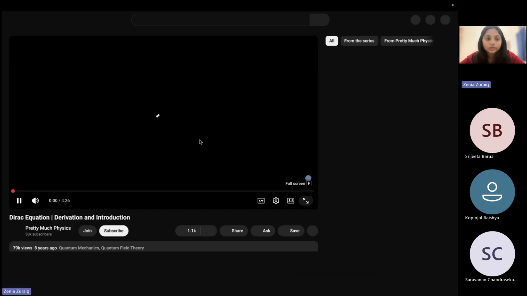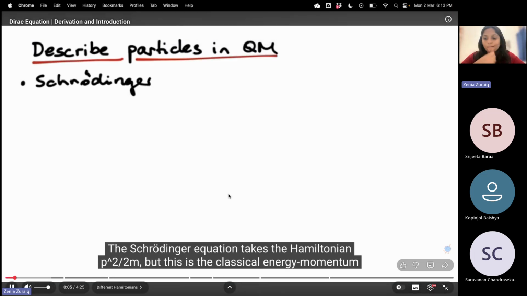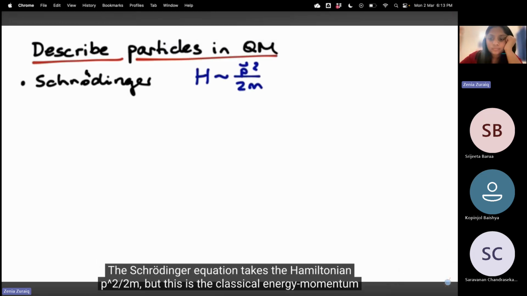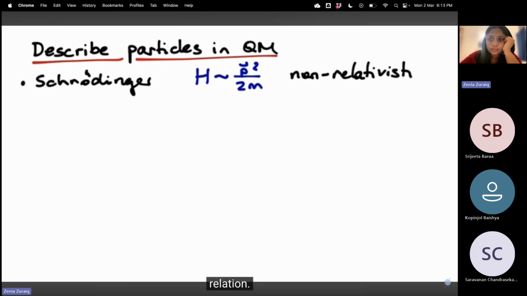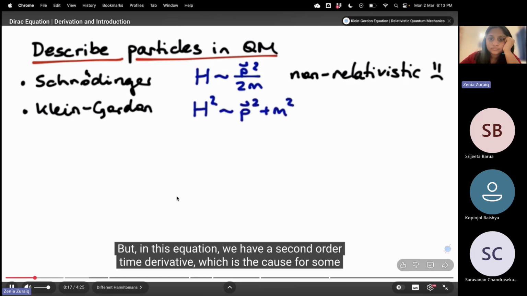How can we describe particles in quantum mechanics? The Schrodinger equation takes the Hamiltonian p squared over 2m. This is the classical energy-momentum relation. The Klein-Gordon equation has a relativistic energy-momentum relation where the energy is given by E squared equals P squared.